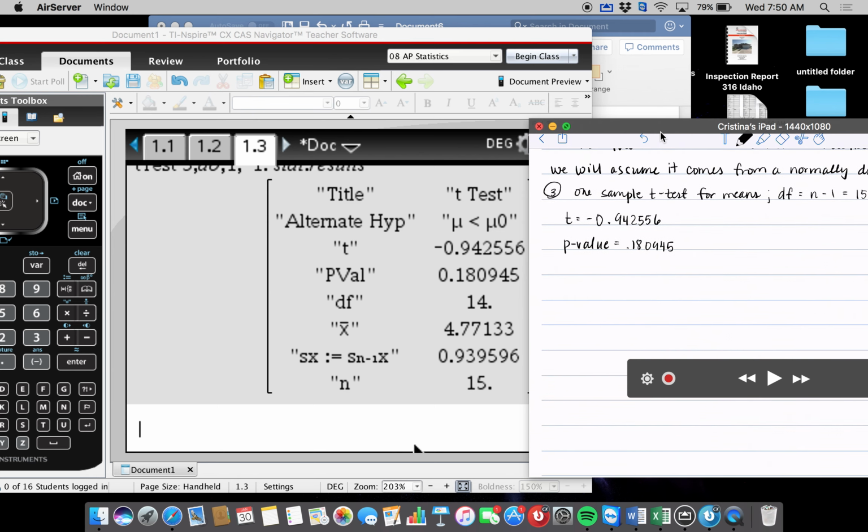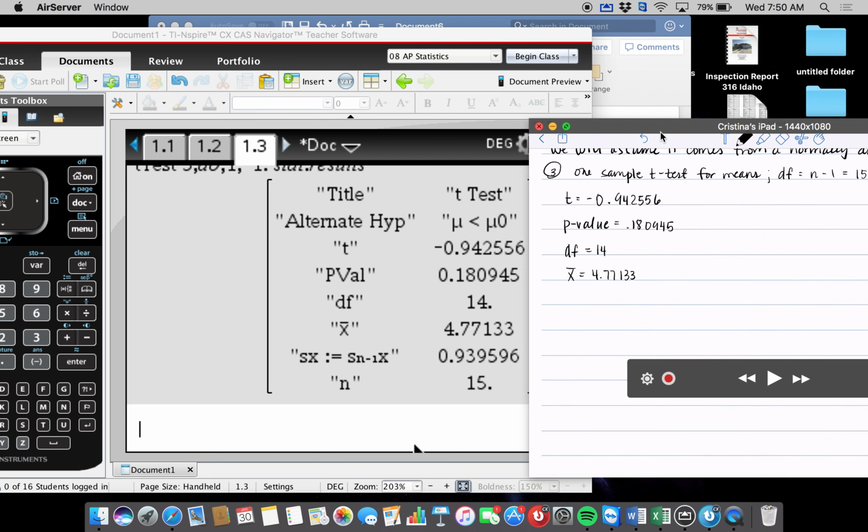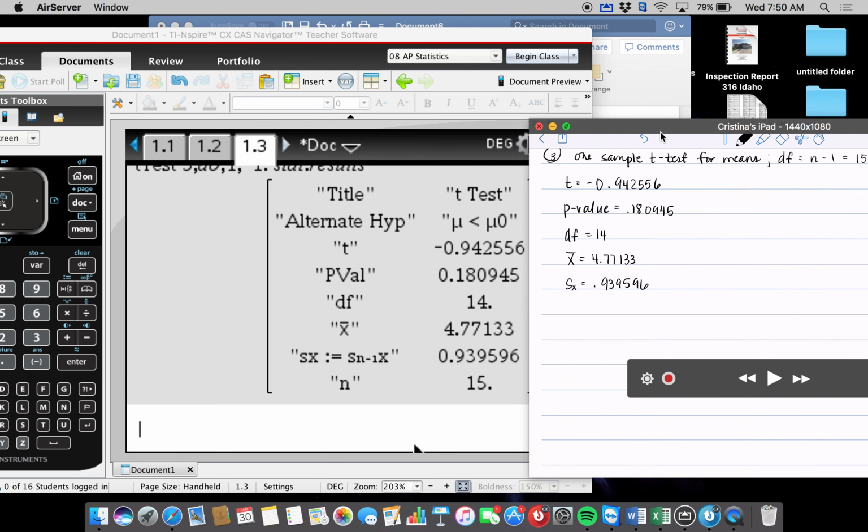And then we have our degrees of freedom. So again, if you forget the degrees of freedom in the name, you have it here. Degrees of freedom is 14. Your sample mean is going to be 4.77133. Sample standard deviation is going to equal 0.939596. And then, of course, our sample size is going to equal 15.